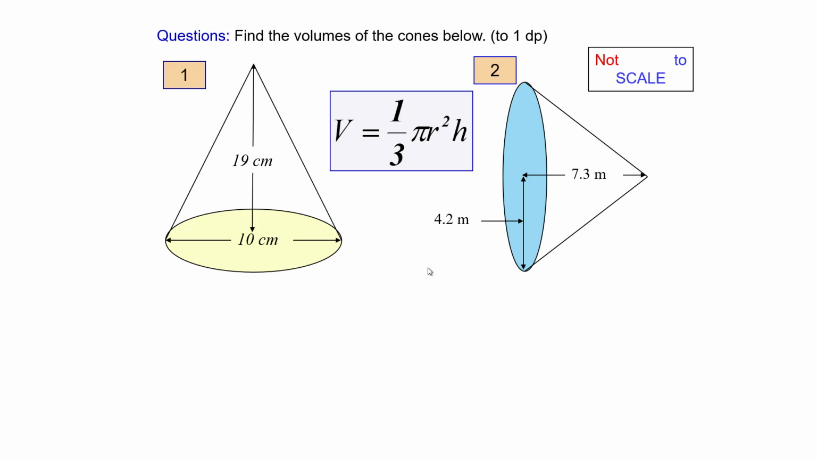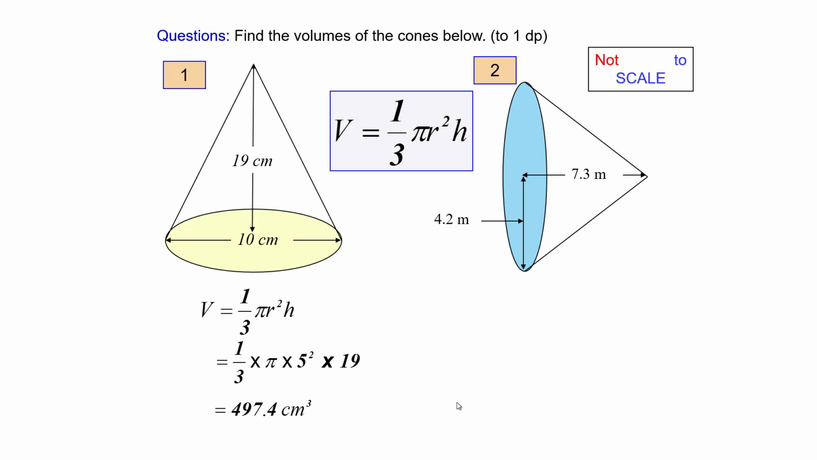Okay, so on the first one, we write our formula, V equals 1/3 pi r squared h. The radius is half of the diameter, which is 5, and the perpendicular height is 19. So 1/3 times pi times 5 squared times 19. And when you plug it into your calculator, you should have got 497.4 to 1 decimal place.